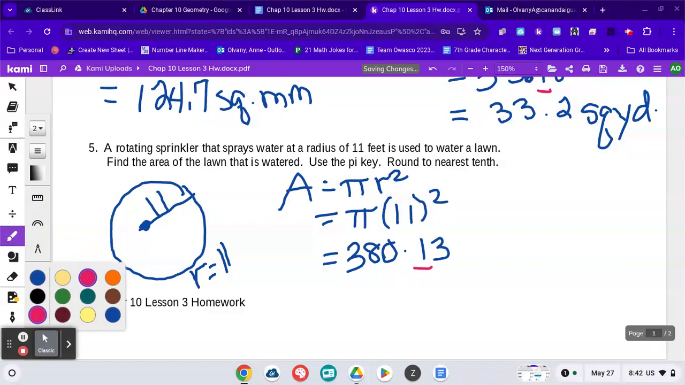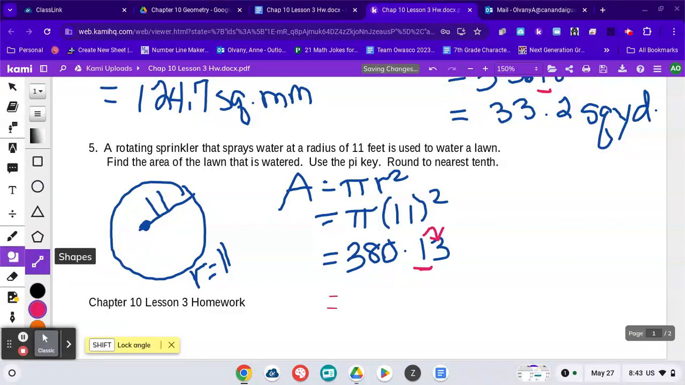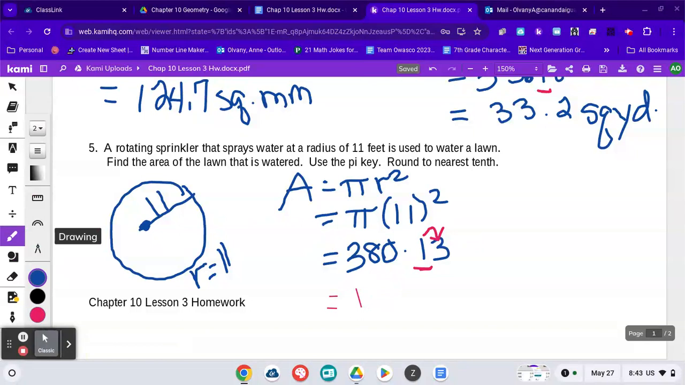My tenths place is here. The 3 tells me to stay the same. So this one is going to be 380.1. And the label was feet, so it's square feet.